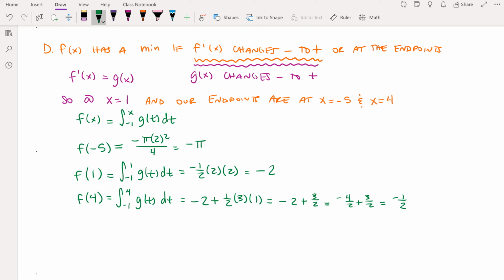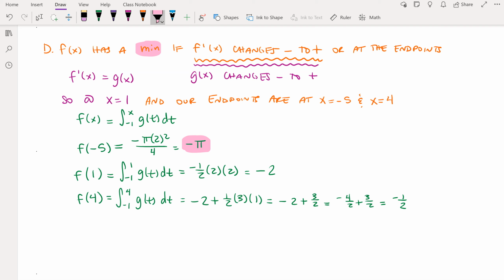All right, what were we trying to do again? We were trying to find the minimum value. So what is the minimum value of f? What is the smallest of all of these numbers? -π, -2, or -1/2? -π, that's -3.14. That is the smallest value of f.